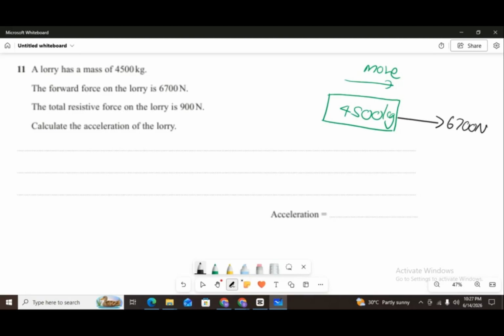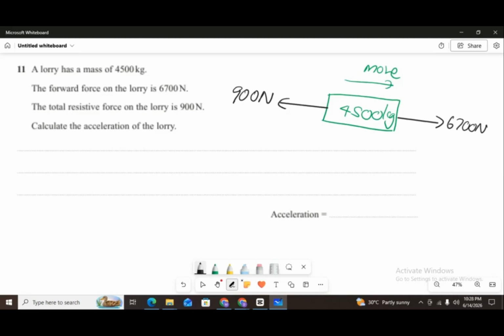The total resistive force acting on the lorry is 900 Newton. You know that the resistive force always acts opposite to the direction of motion. Now in this diagram the lorry moves towards the right, so the resistive force should act towards the left, that is 900 Newton. Calculate the acceleration of the lorry.